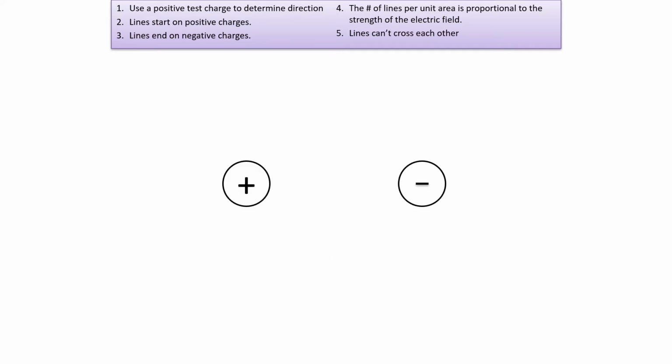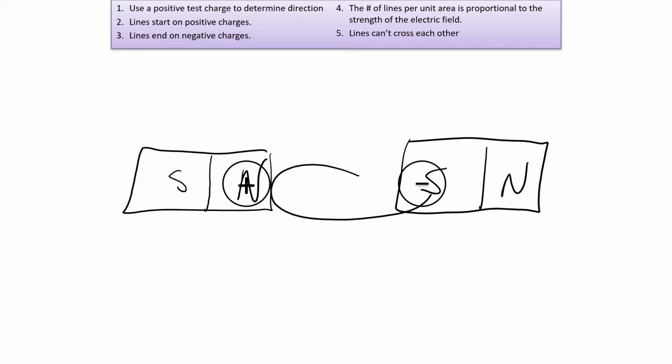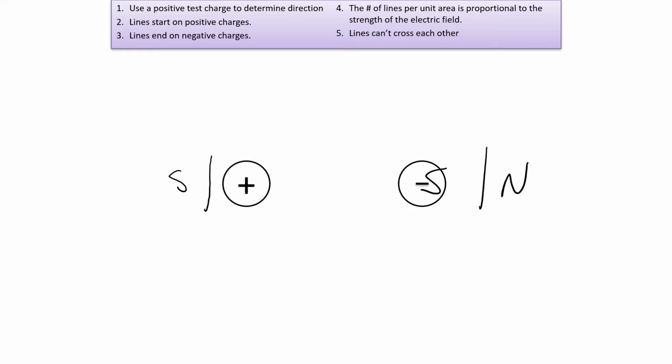All right, what would this look like between a positive charge and a negative charge? You might have seen this type of thing maybe with magnets. What if this was like the north pole of a magnet? This is like north, and this is the south pole of the magnet. These two are attracting each other, right? So what would that look like? Did you ever do the iron filings thing before with the two magnets?